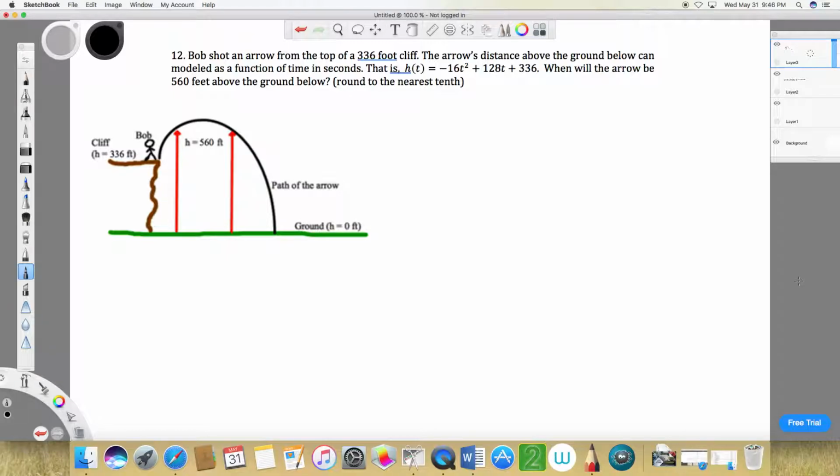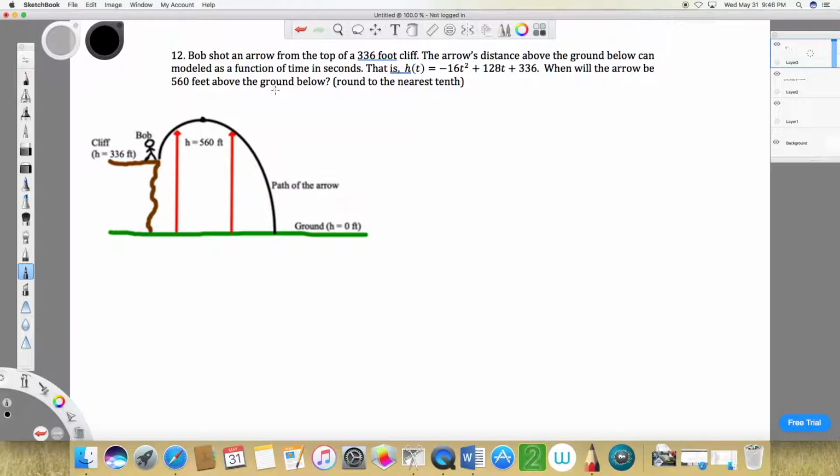So when will the arrow be 560 feet above the ground below? Well, we do have two possibilities. It could be that 560 is the maximum height of this arrow, in which case it would be at its peak, and in terms of the parabola, it would be at its vertex.